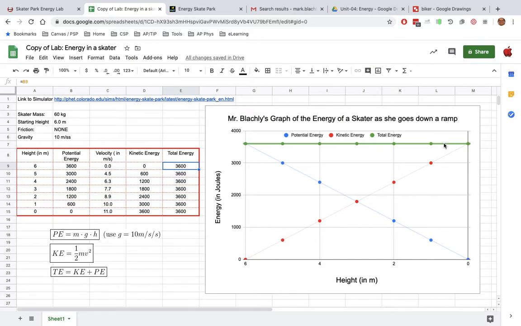All right, so if you take the kinetic energy plus the potential energy and you add them up, you always get 3,600. So as she loses potential energy, she was gaining kinetic energy. And the total energy stays the same. So this is what we have right here. This is the big idea. The total energy is the kinetic energy plus the potential.